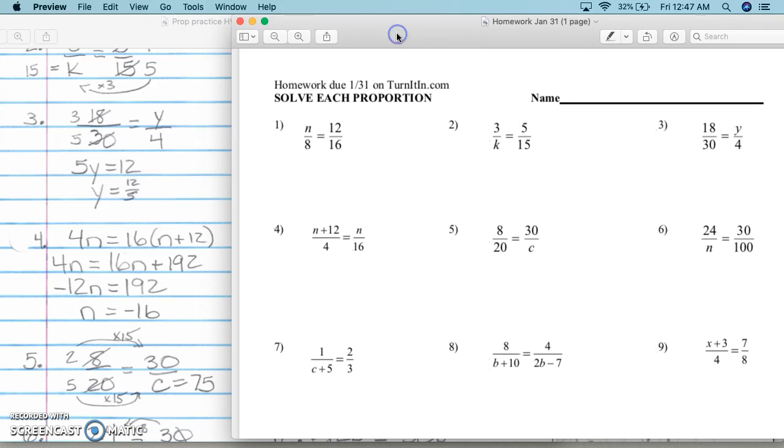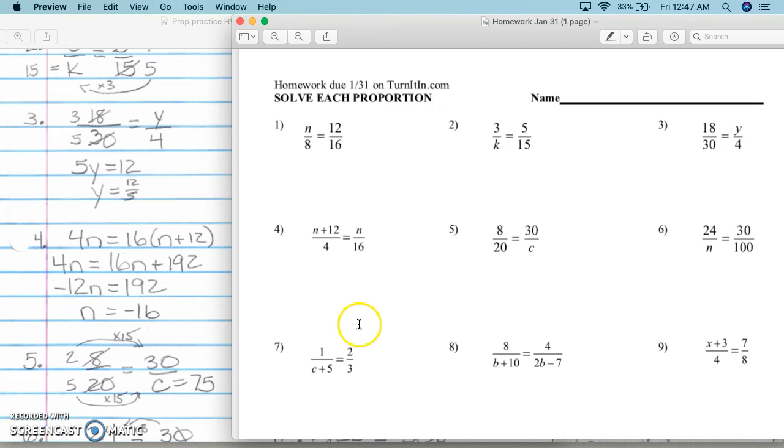So what I have to do there is use distributive to get 4n equals 16n plus, and then 16 times 12 is 192. Now I can solve. I subtracted 16n from both sides, got negative 12n equals 192. Divide both sides by negative 12, and n equals negative 16.